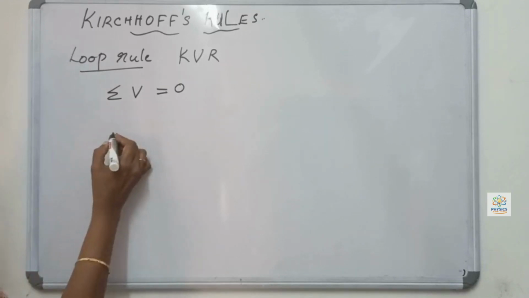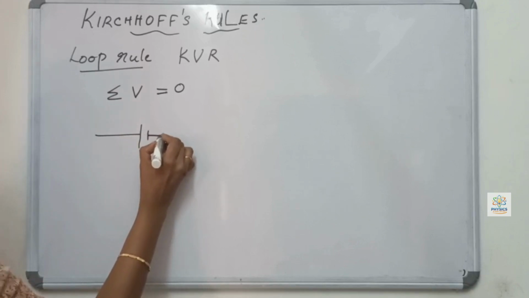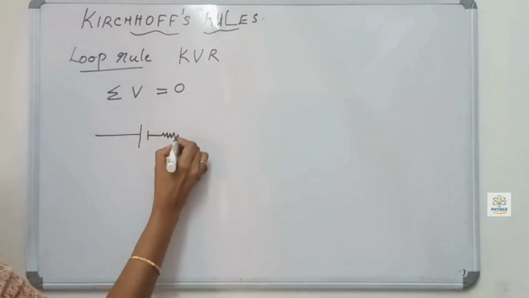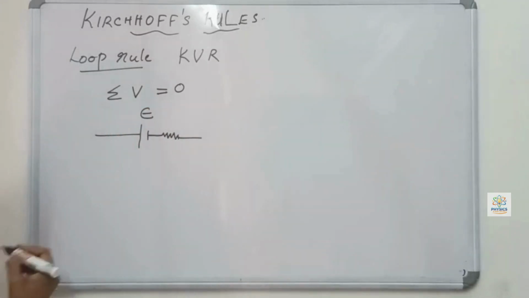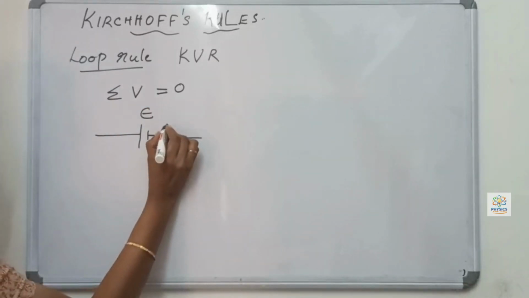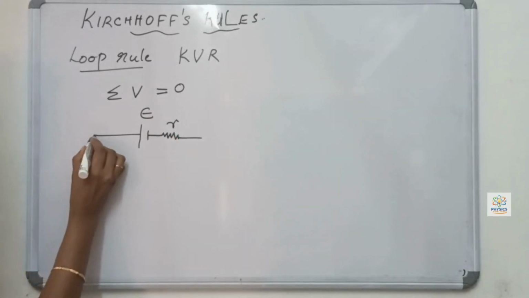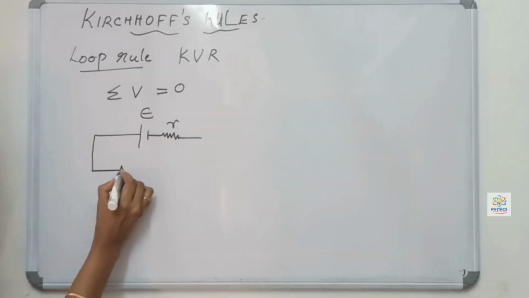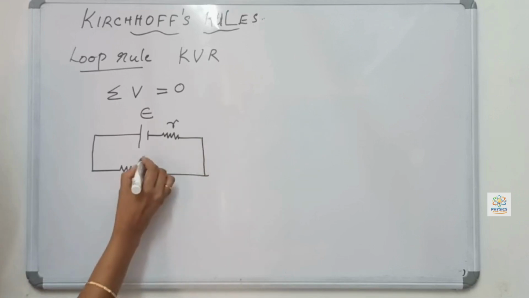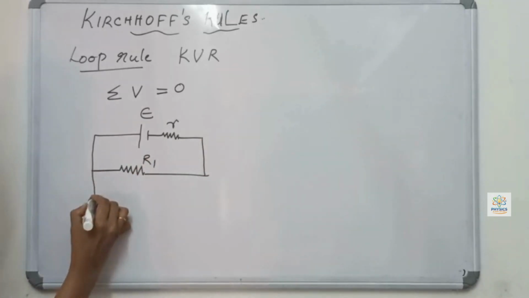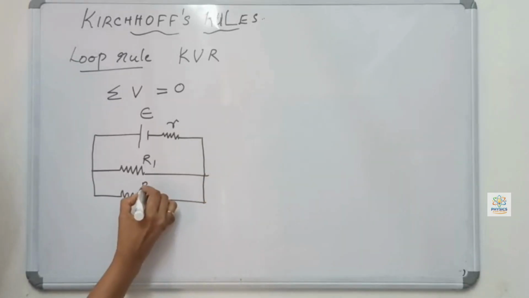So here we have to just consider a circuit diagram. The circuit consists of a cell. The EMF of the cell is taken as E and the internal resistance of the cell is taken as r. This cell is connected to two resistors. One is R1 and the other resistor you can take as R2.